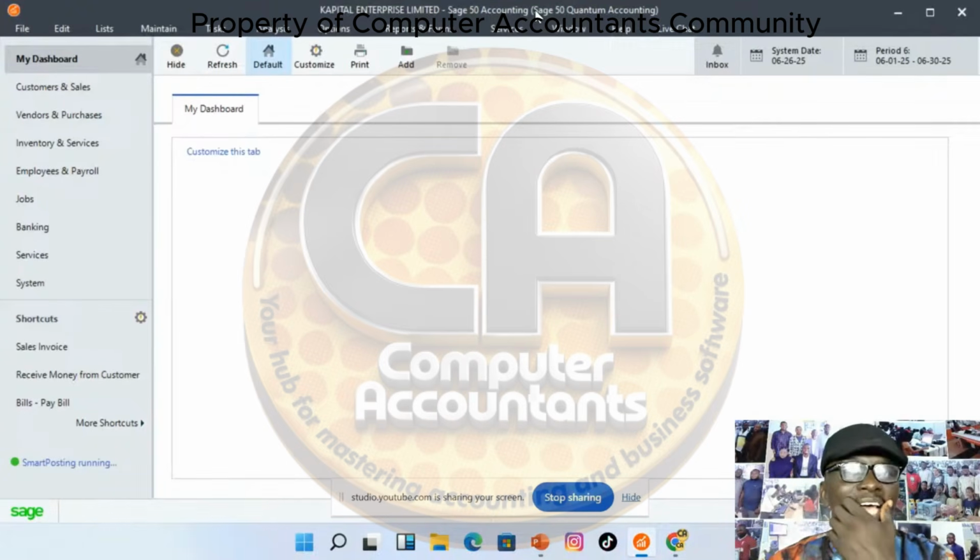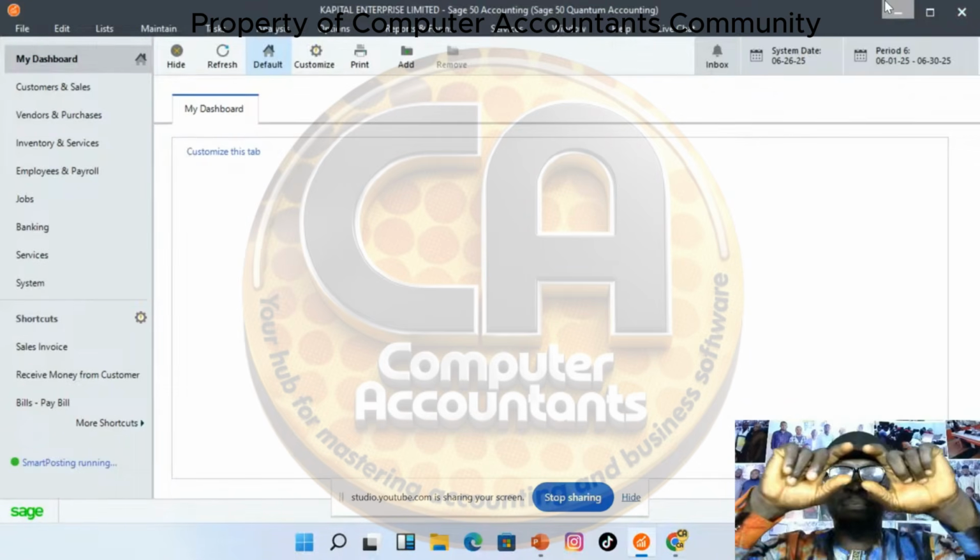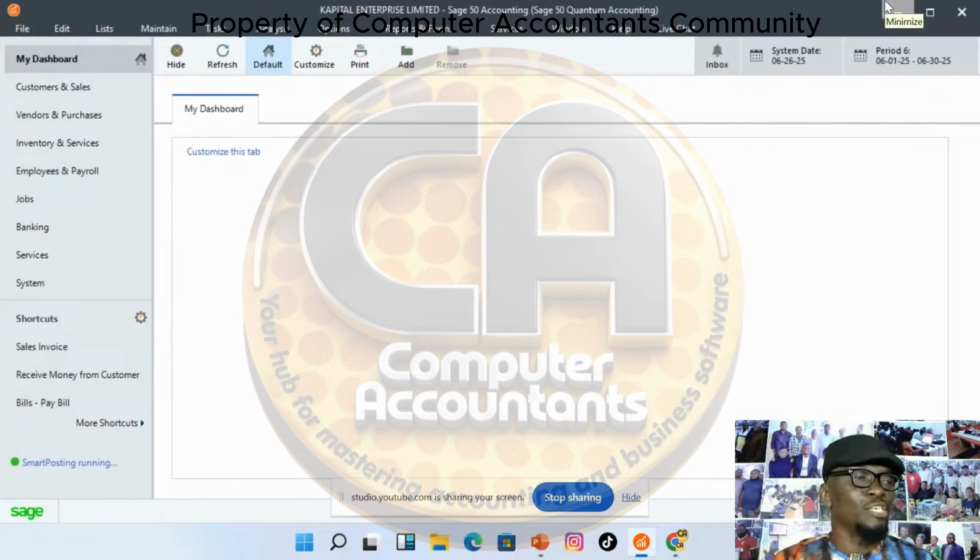Okay, so let's dive in. Now, at the extreme top is the name of the company and the software I'm using. Now you can see the logo of the company, red in color, okay? Then the control buttons. That segment where the name of the company is called the title bar.